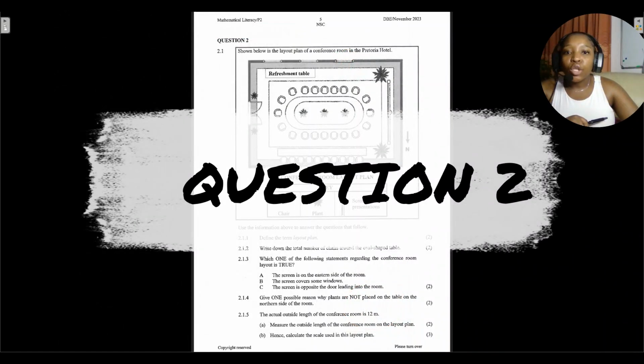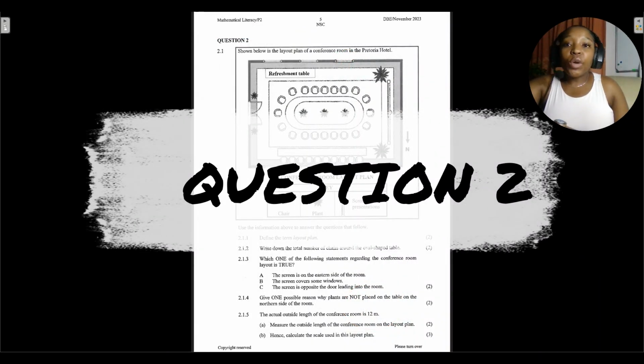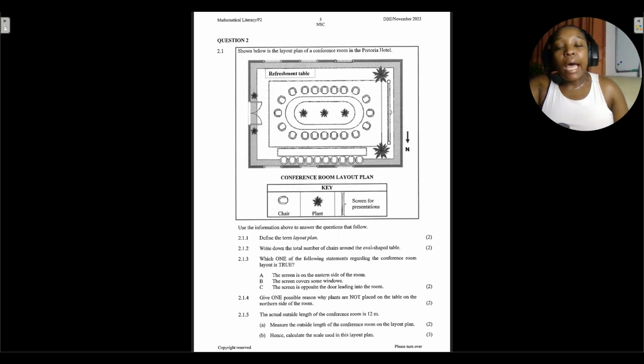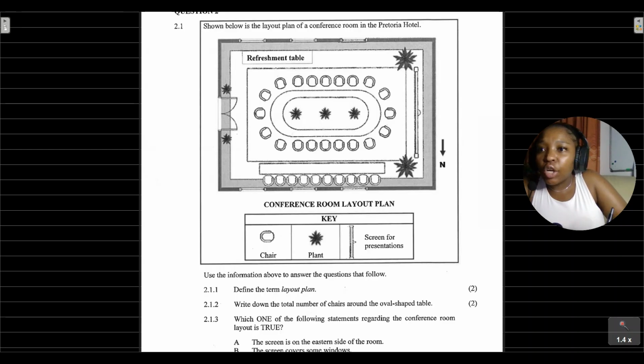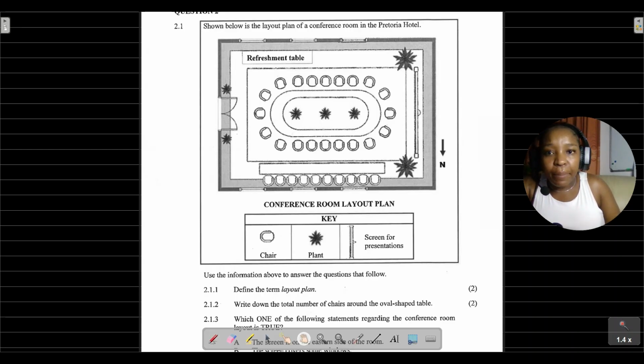Question number 2 deals with a layout plan. We're going to be analyzing a layout plan. We are going to be calculating packaging, so we're going to be determining how many boxes of bottles can be placed on this table, and we are also going to be analyzing a roadmap. So let's have a look at what is happening here, right?